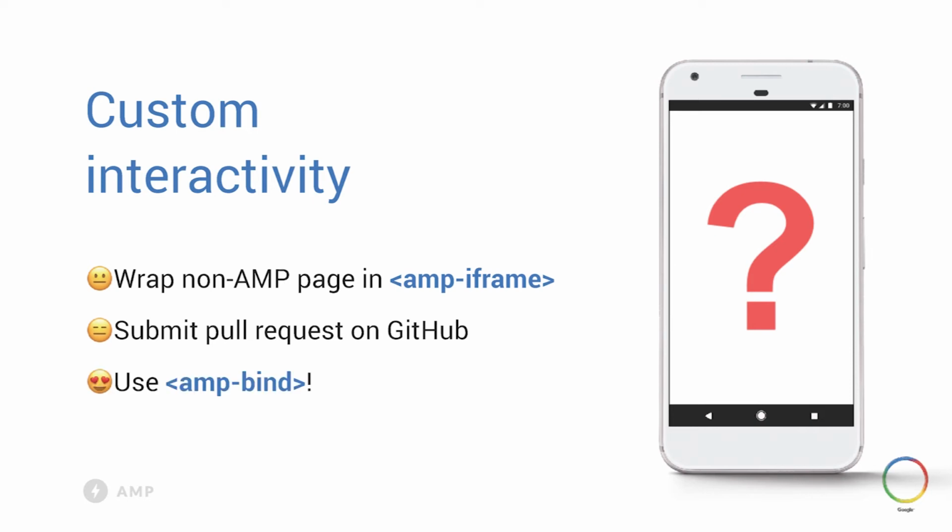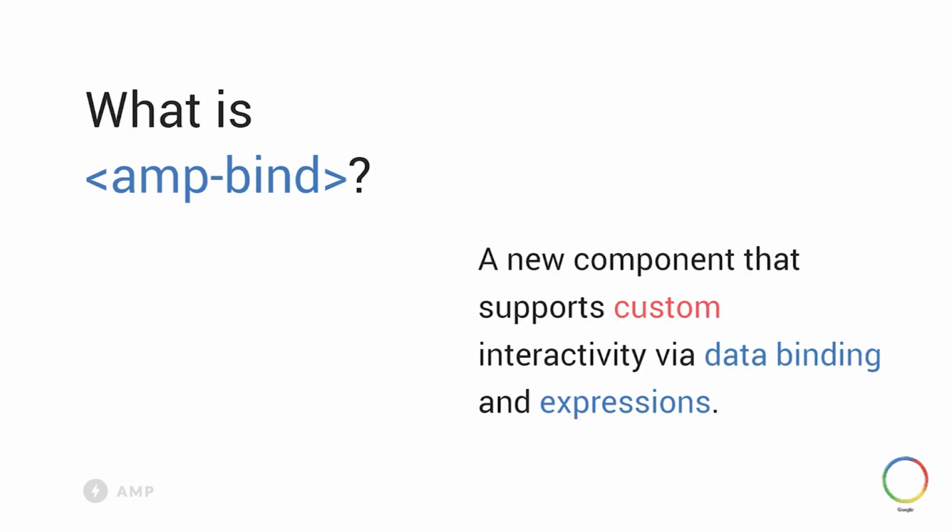So in these cases, use AMP bind. If you want custom interactivity, go for AMP bind. If you have something in your mind, but you couldn't really find anything in AMP by Example, go for AMP bind. It will help you out in most cases. AMP bind is a new component that supports custom interactivity with data binding and expressions like string operations, comparison operators, or ternary operators.